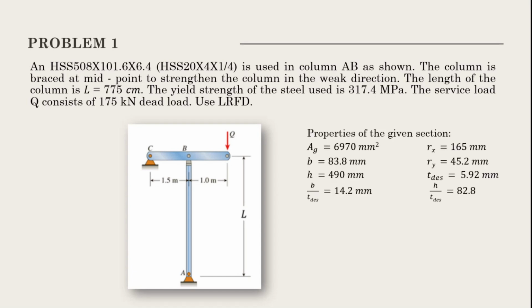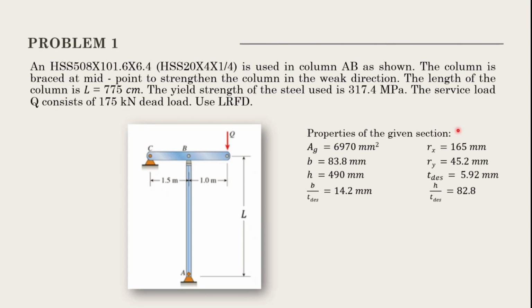These are the section properties of the HSS. This is what we need: the area, B, H, and the width to thickness ratio, and also the radius of gyration. If in an exam there are more properties given than these, we probably don't need those. These are the section properties that we need at minimum.